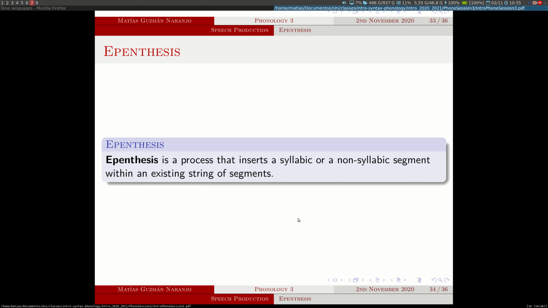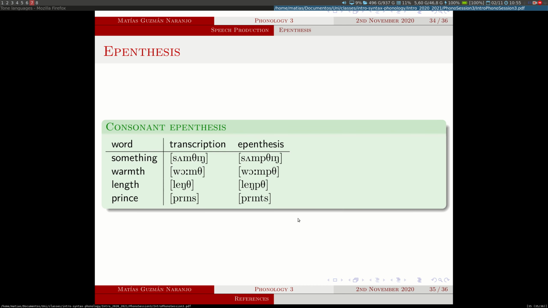Epenthesis is the opposite. You insert segments, and you can insert either vowels or consonants. Here are some examples of consonant epenthesis, where in "something", you can insert a p, "sumpthing". And here are some additional examples of p insertions.